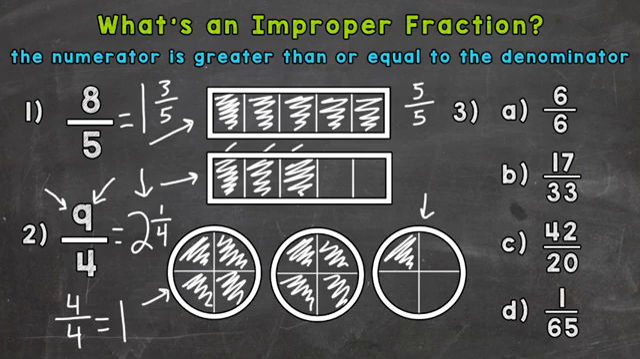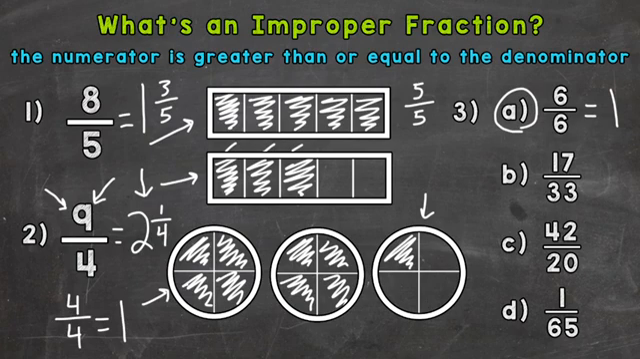So let's move on to number 3, where we have 4 choices, A, B, C, and D, and we need to pick out which ones are improper. So let's start with A, where we have 6/6. So our numerator, the top number, is the exact same as the denominator. Therefore, this fraction equals 1 whole. And in the case of this, our numerator is equal to the denominator. So we have an improper fraction.